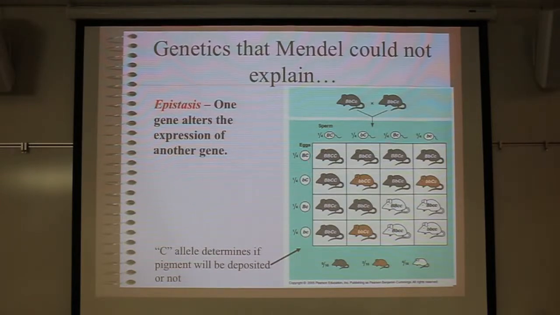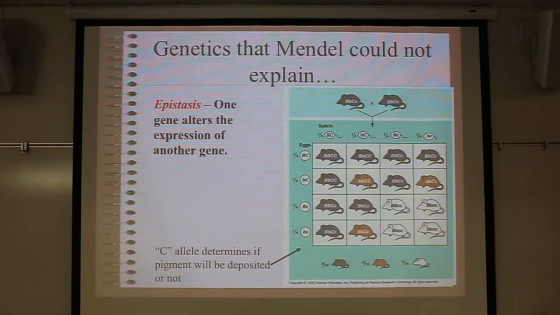So what you have up here is an example showing you a bunch of mice under an example of this epistasis. And so what happens is there's this C allele. Okay, so you have to have the C allele to have pigment be deposited into the fur of the mouse. So what ends up happening is the fur color then is under the effect of whether you have big B. So big B gives you sort of a dark colored mouse. Okay, little b will give you a white colored mouse.